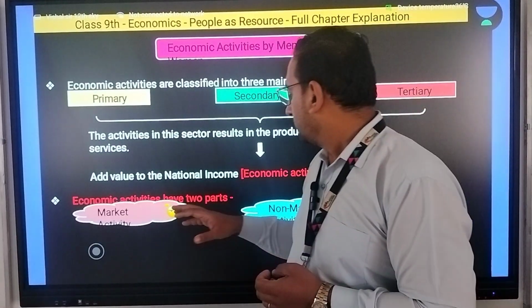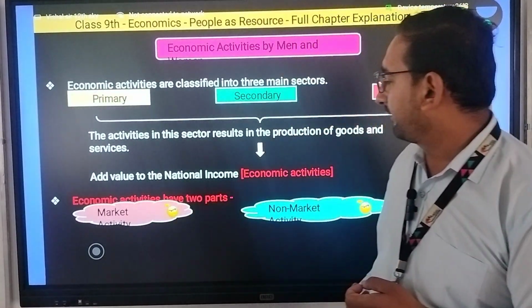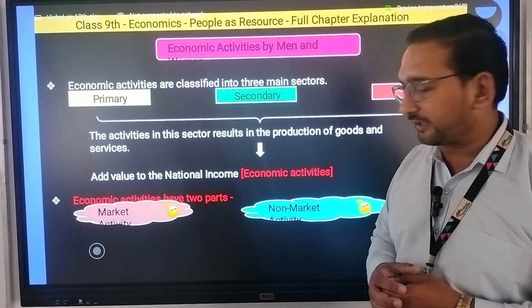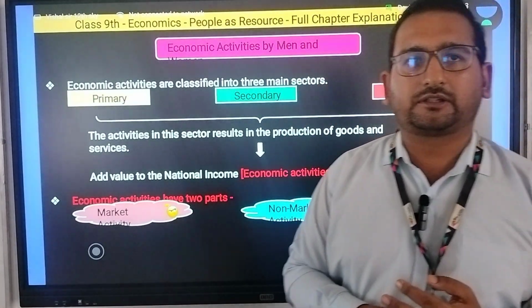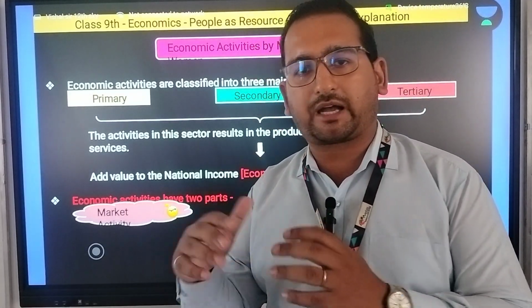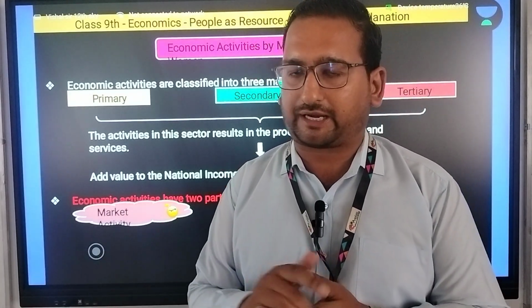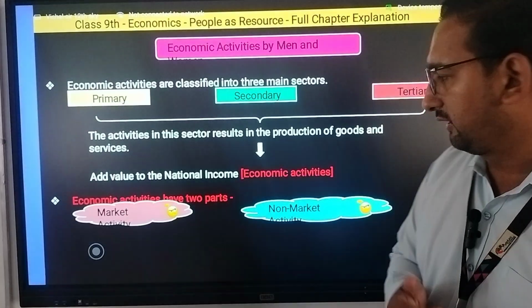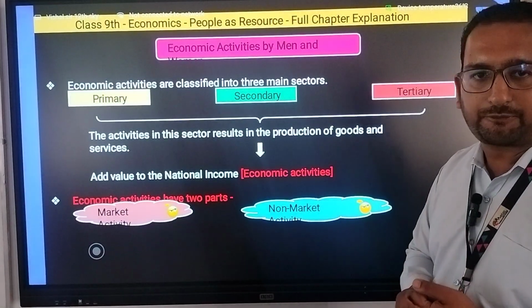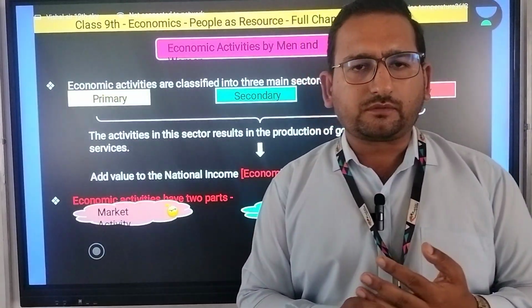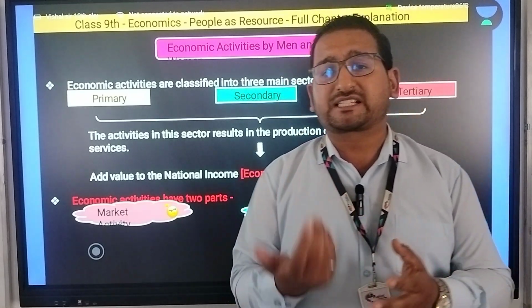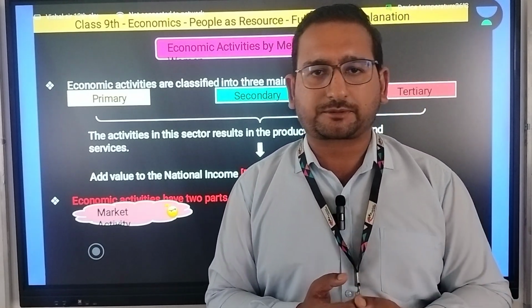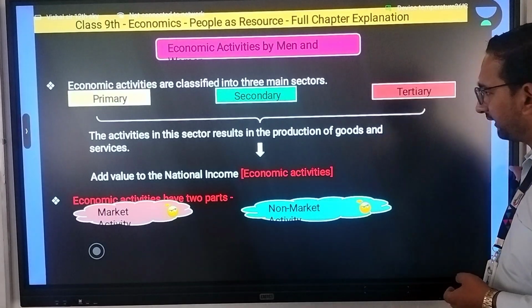Next, there are two types of activities, that is market activities and non-market activities. The activities carried out in a market for earning a livelihood are called market activities, and the activities that are not for business purposes, that is, other than business purposes, are called non-market activities.